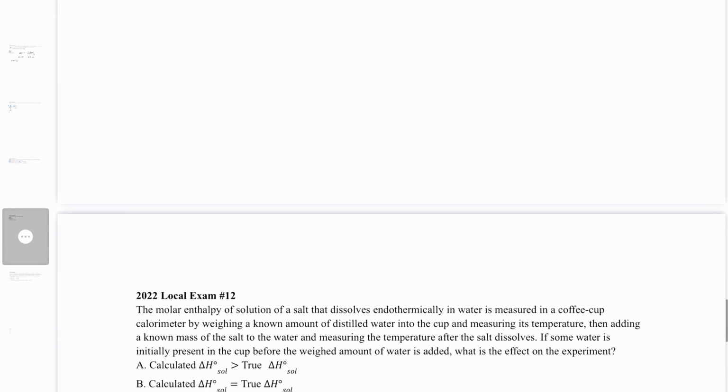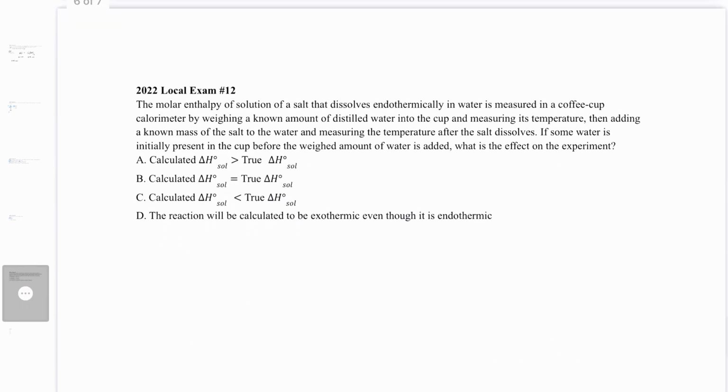All right, let's go to the last question, question 12. The molar enthalpy of solution of a salt that dissolves endothermically in water is measured in a coffee cup calorimeter by weighing a known amount of distilled water into the cup and measuring its temperature. Then adding a known mass of salt to the water and measuring the temperature after the salt dissolves. If some water is initially present in the cup before the weighed amount of water is added, what is the effect on the experiment? So we're trying to find the relationship between the calculated delta H and the true delta H.